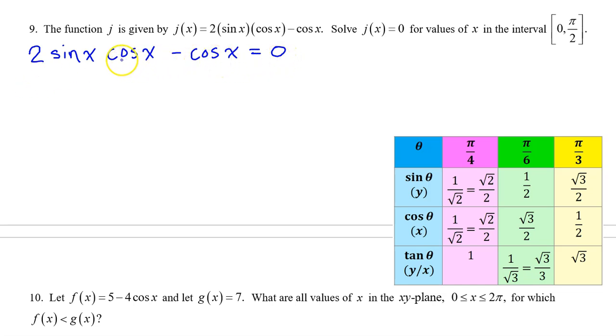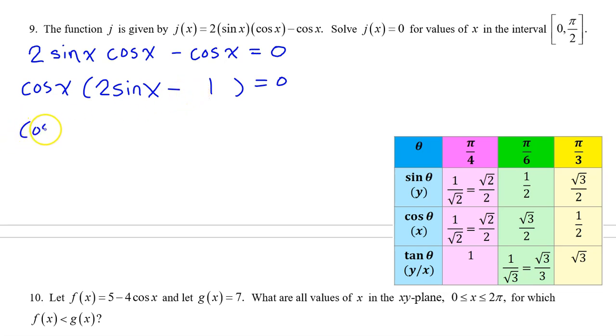I notice that both terms have cosine x in it. So let's factor cosine x out and put it out in front of the parentheses. Dividing the first term by cosine x leaves 2 sine x. And cosine x divided by cosine x is 1. We can find the solution by setting each one of these factors equal to 0.